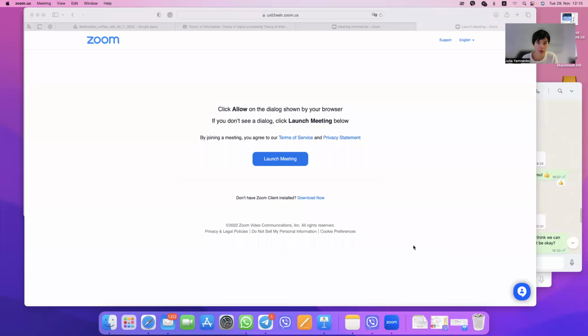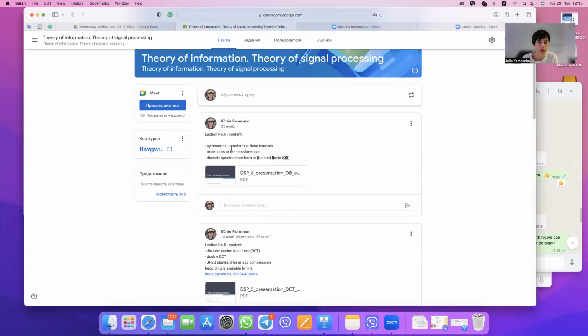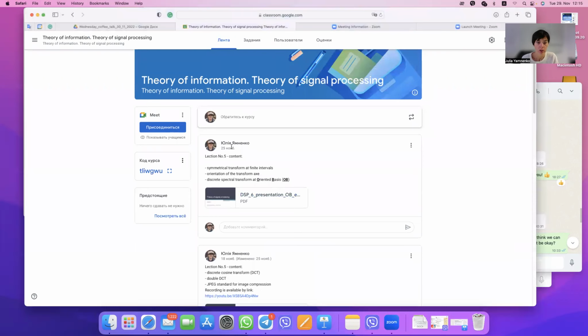So if you don't mind, I will share my screen, and we are going directly to the Google Classroom. Where is it? I think here. Yes, this is our Google Classroom. So you see the last message at the main window of Google Classroom. This is lection number 6. Let's correct it. Lection number 6. And there is already a presentation here.